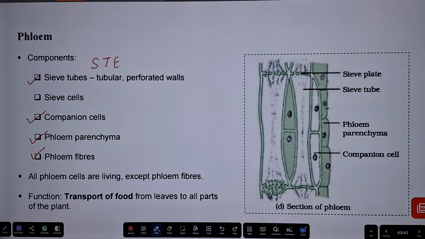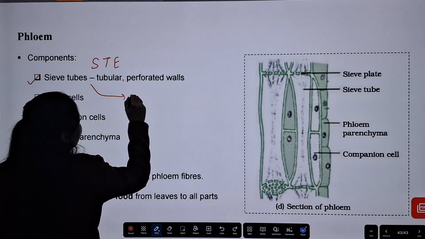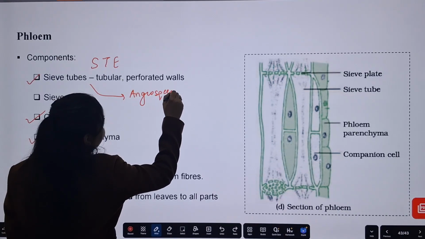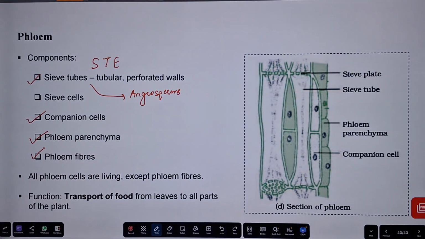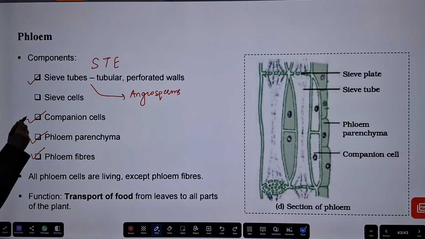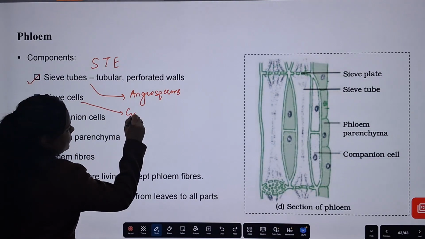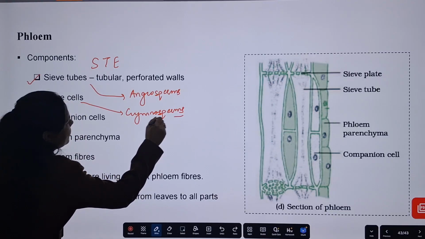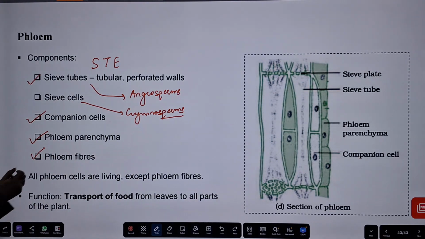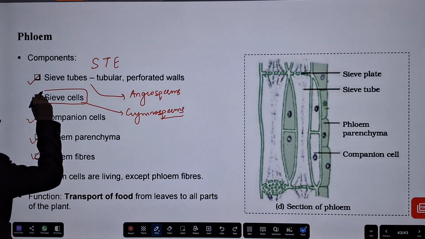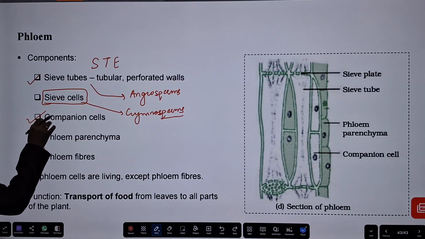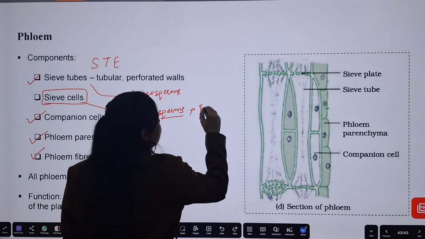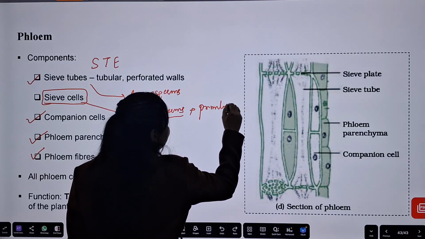Sieve tubes are present in modern land plants, that is most of the angiosperms. But one thing you should know is, in some gymnosperms and primitive angiosperms, we see a structure that is primitive to sieve tubes, called sieve cells. Instead of sieve tube elements, sieve cells are present in some of the gymnosperms plus some primitive angiosperms.